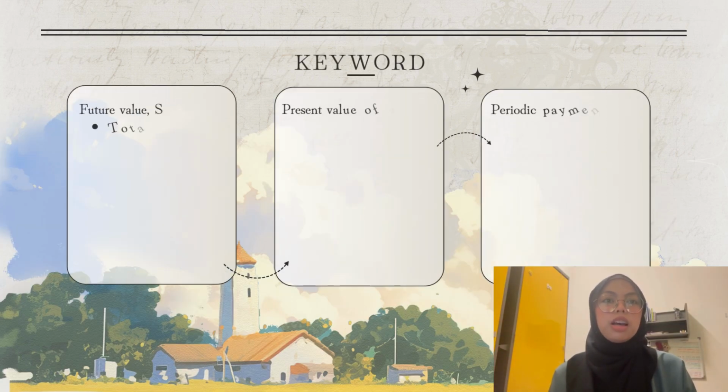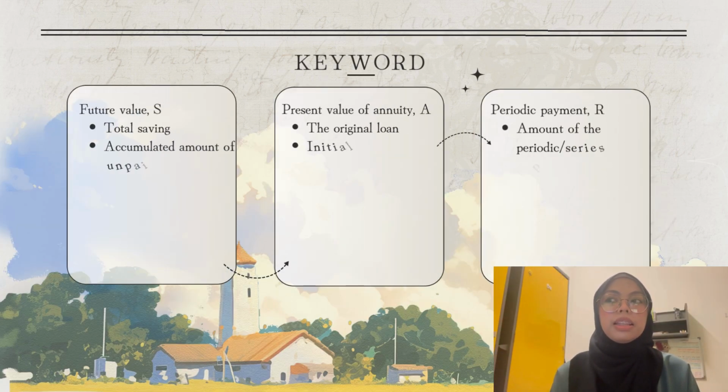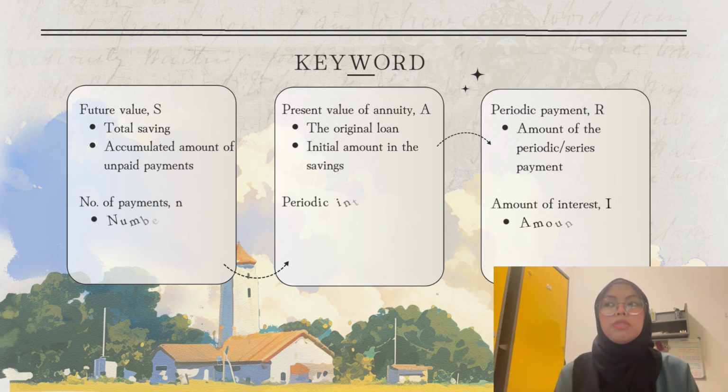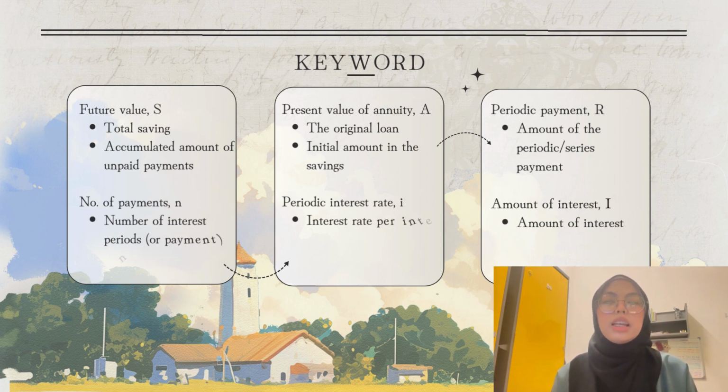These slides show keywords of annuity. First of all, capital S, which stands for future value. Future value is total saving or accumulated amount of unpaid payment. Next, small n, number of payments, number of interest periods, and the equation for n is n equals mt. After that, present value of annuity, which is capital A, the original loan or entire amount in the saving.